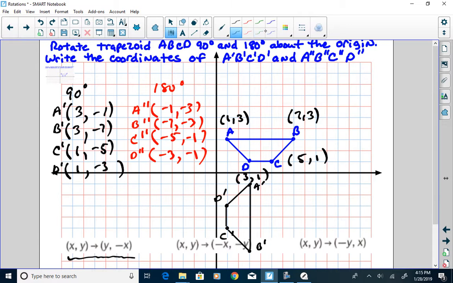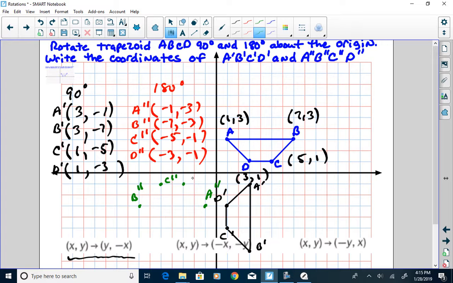And let's draw our second image. Do that in green. We have negative 1 and negative 3. Negative 1, negative 3. That's A double prime. Then we have negative 7 and negative 3: 2, 4, 6, 7. Down 3. That's my B double prime. Then we have C double prime. Negative 5, negative 1. Here's negative 5, negative 1. My C double prime. Then we have negative 3, negative 1.